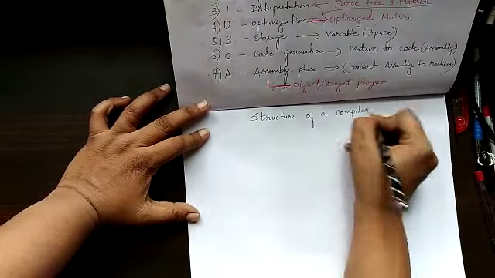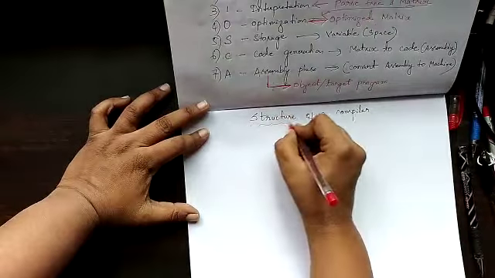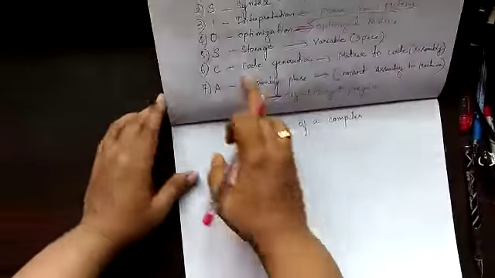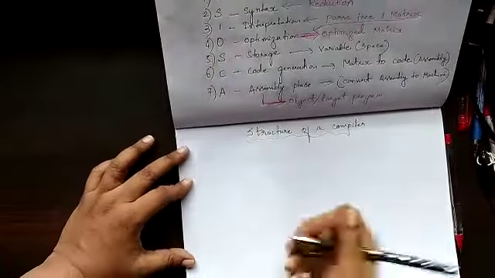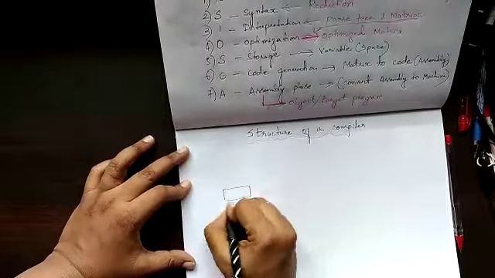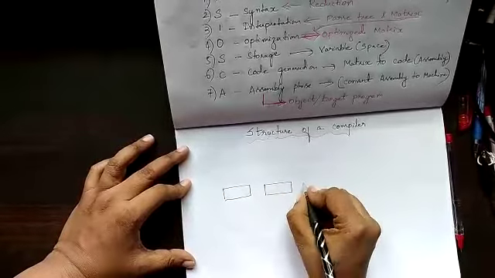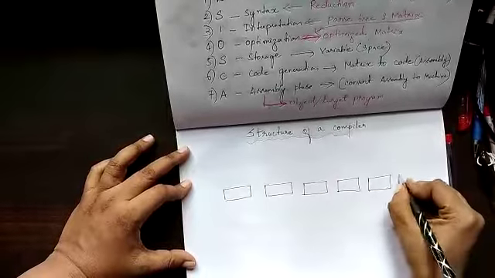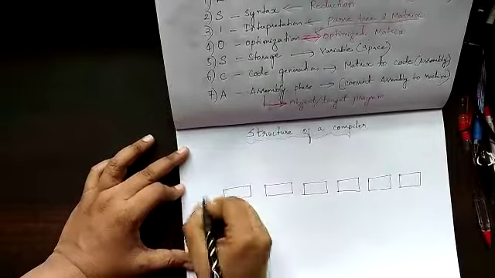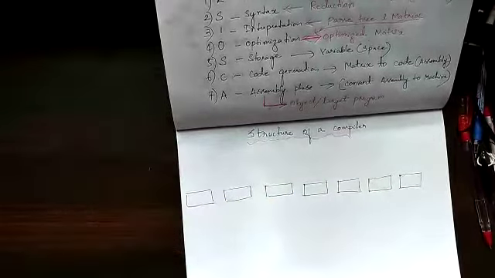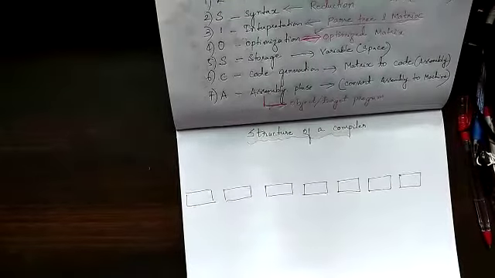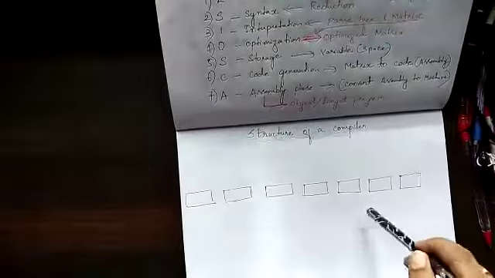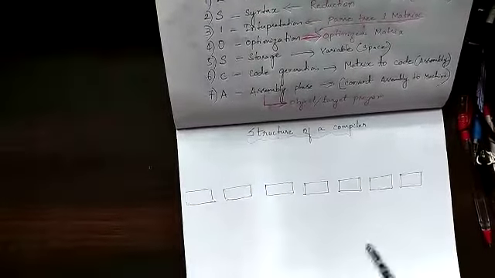Structure of a compiler. So you have to remember the same thing. How many phases do you have? 7 phases. Draw 7 boxes: 1, 2, 3, 4, 5, 6, 7. So 7 boxes I have for the structure of a compiler. For the general model of a compiler, you have to include this also. Keep this in your mind.